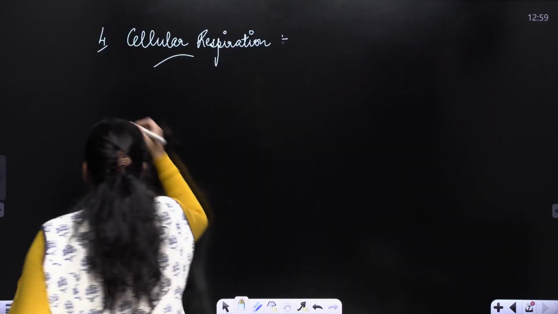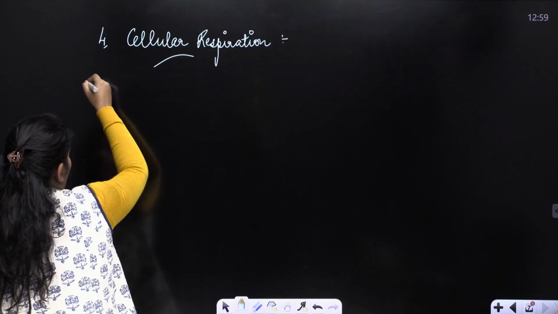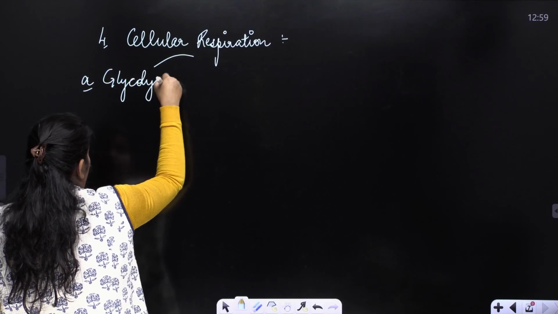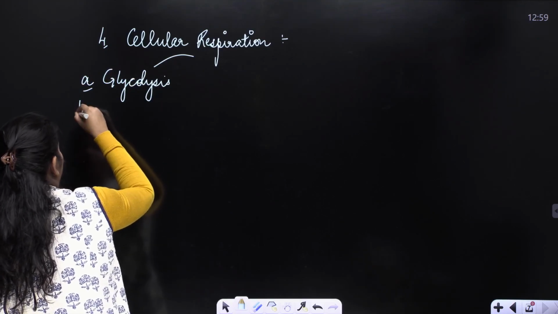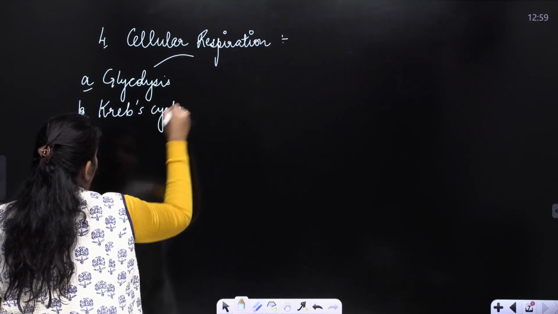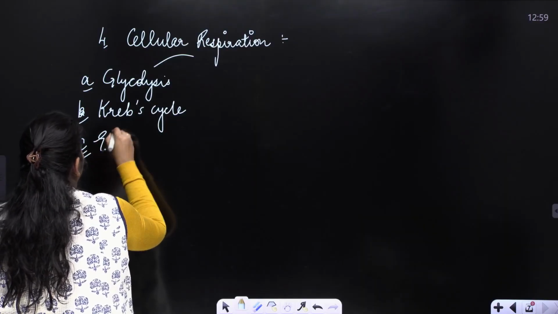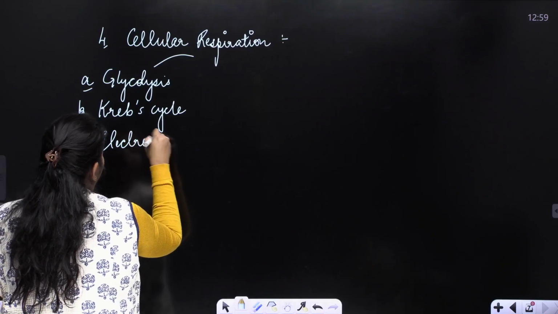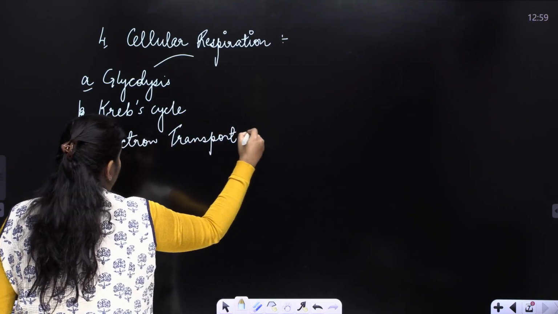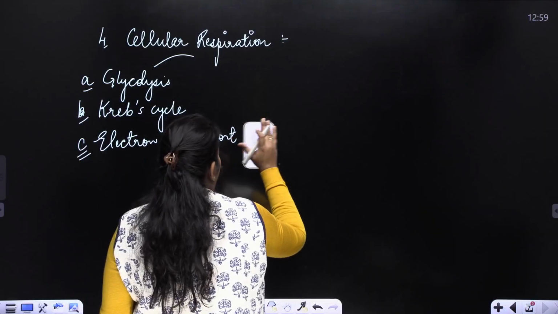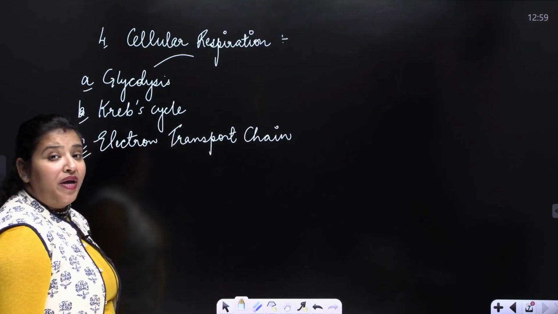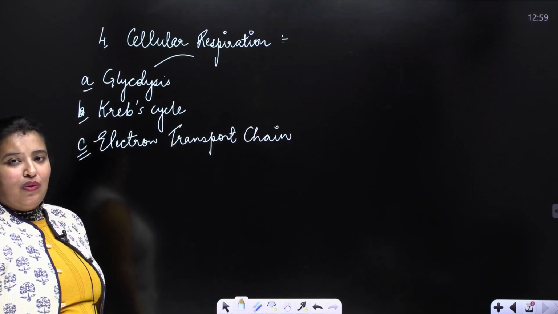The first one is glycolysis. The second one is the Krebs cycle. And the third one is the electron transport chain. All right. Now, what is happening and where it is happening? Let us quickly have a look at this.